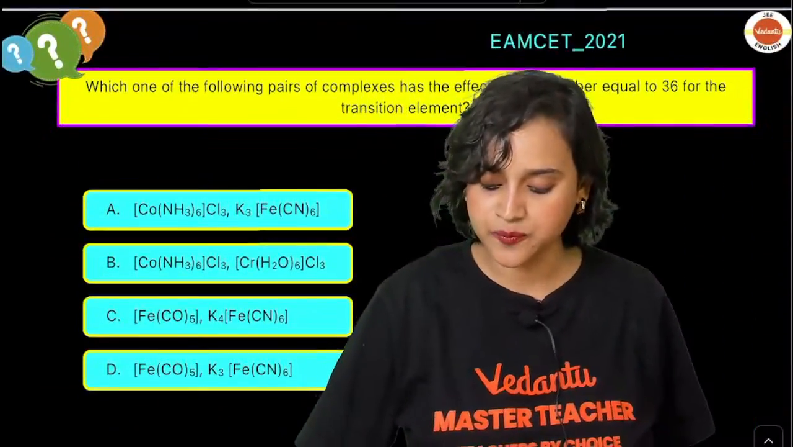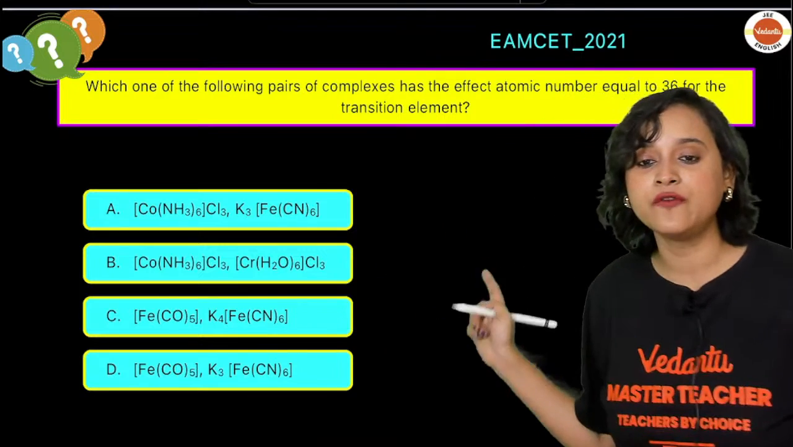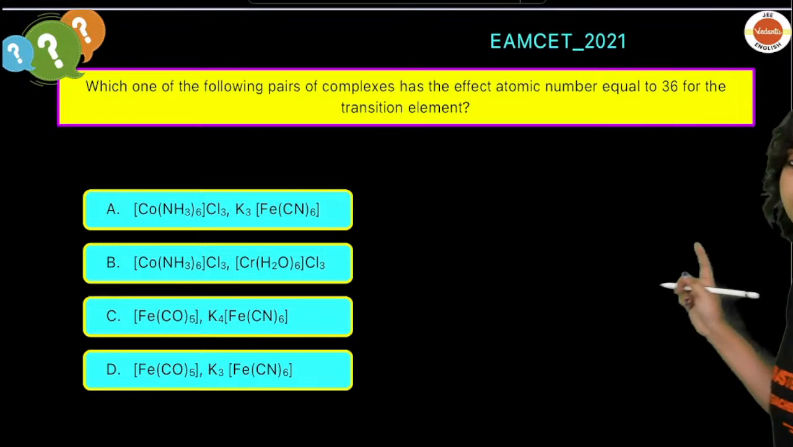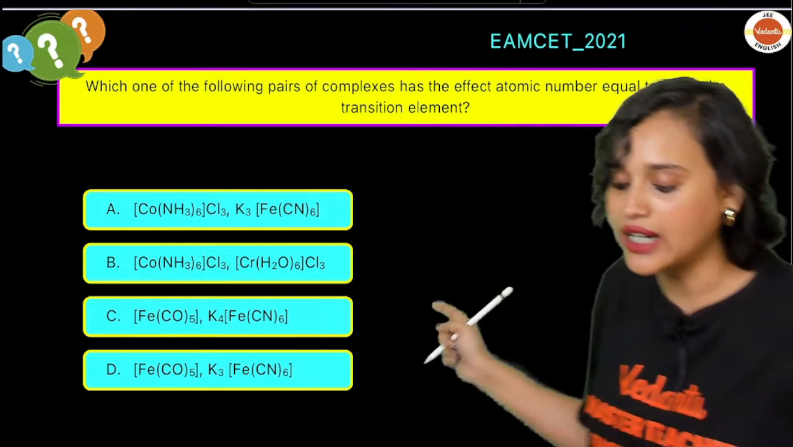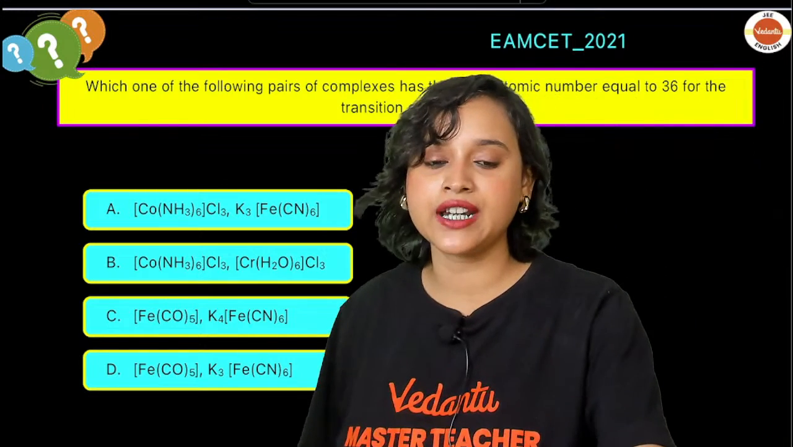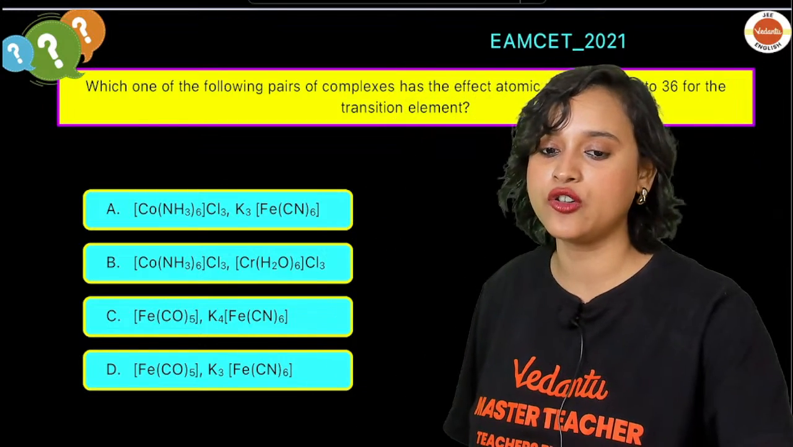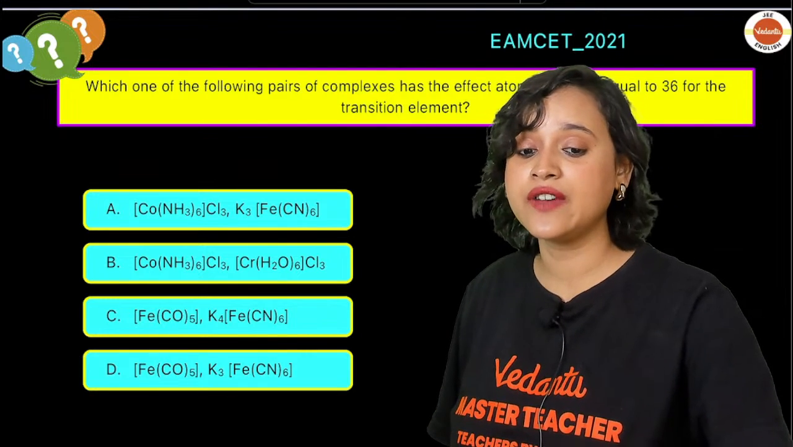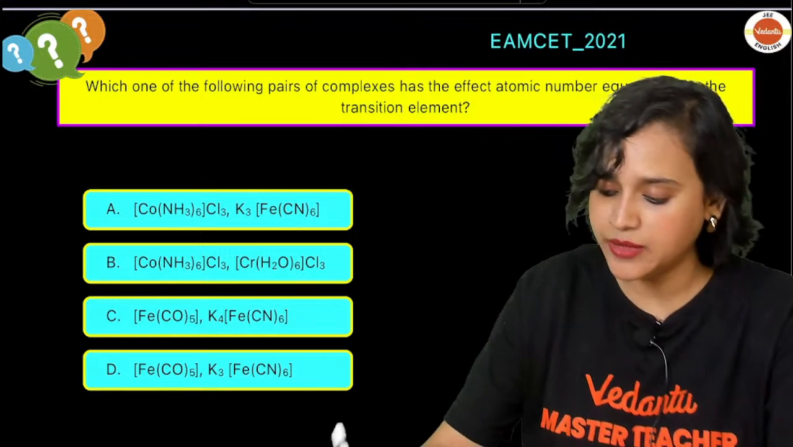The next question is, which one of the following pair of complexes has the effective atomic number equal to 36 for the transition element? How do you find the effective atomic number, guys? Does anybody know how to calculate the effective atomic number? There is a formula. Chalo, let me tell you guys.